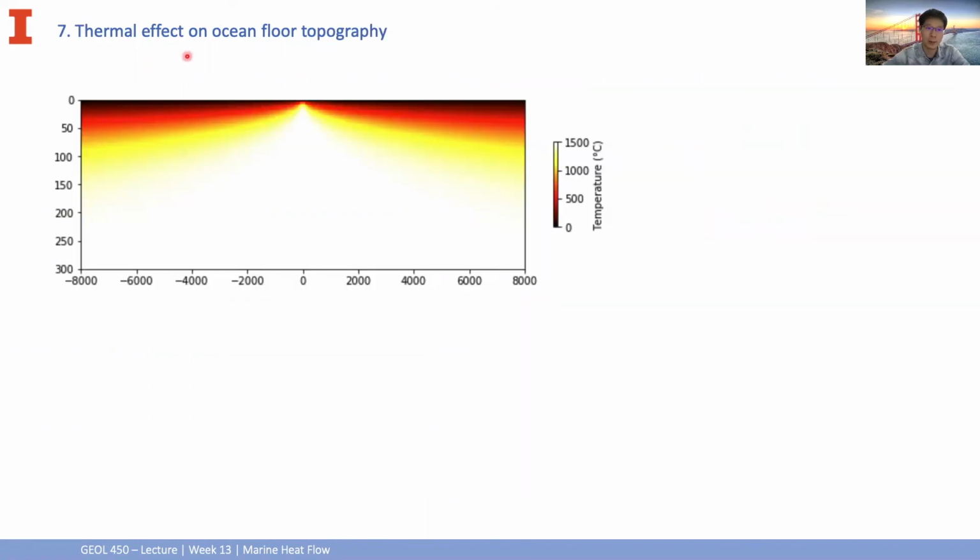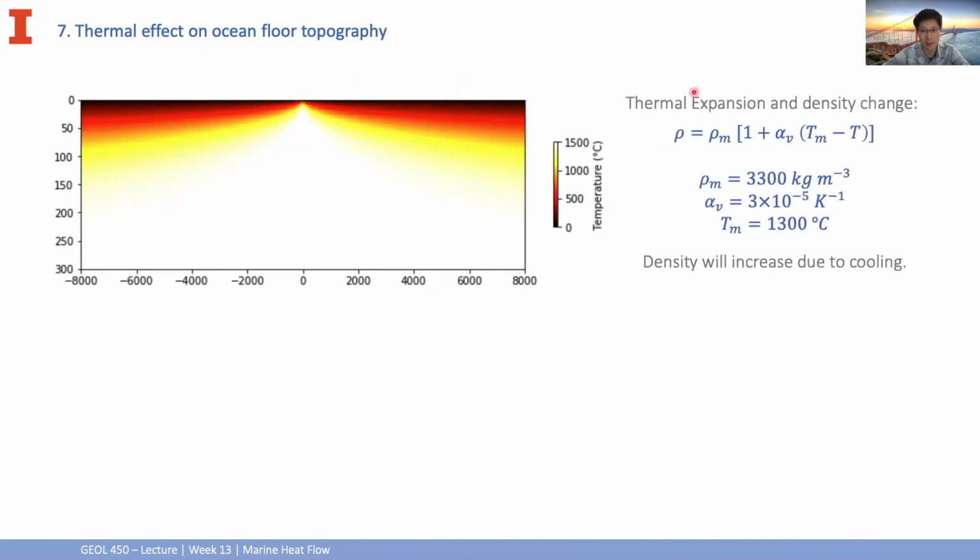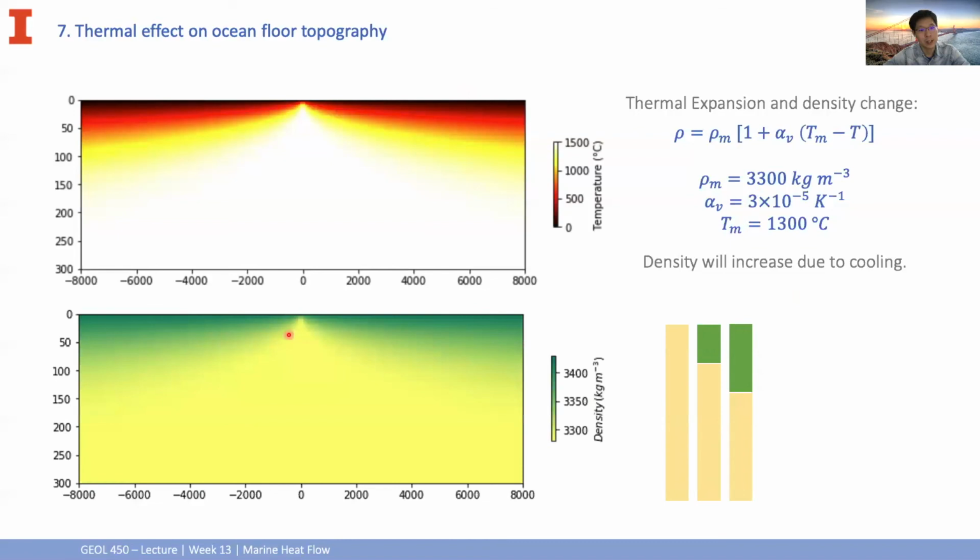Finally, let's talk about the thermal effect on ocean floor topography. This is the temperature structure of the mantle away from the ridge axis. We know there is a thermal expansion effect on a rock: when a rock has a higher temperature, it will expand and have lower density. So the cooling of the lithosphere makes this part of the mantle denser.